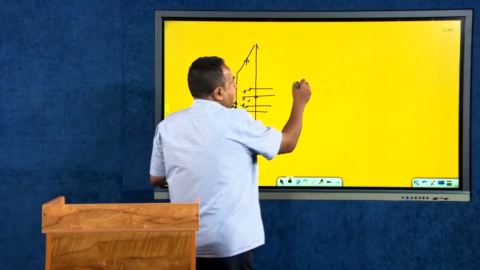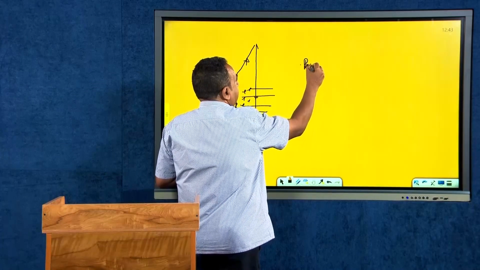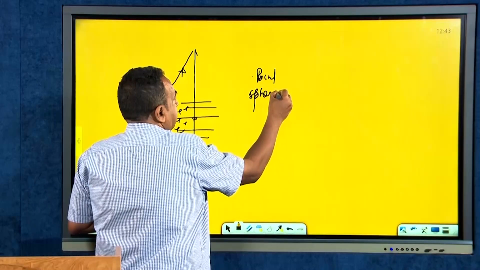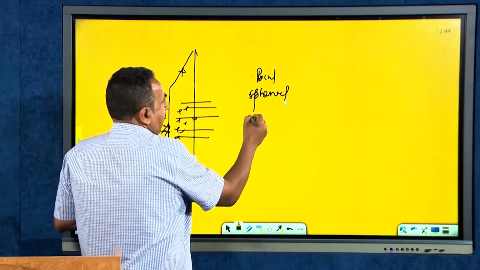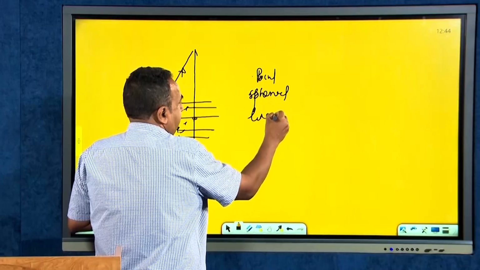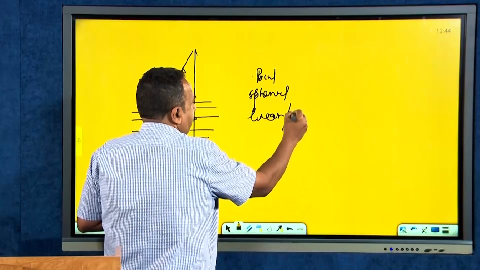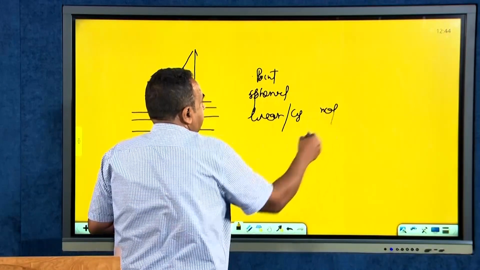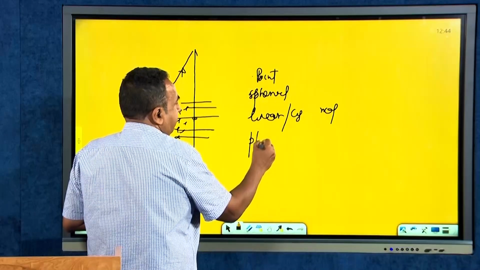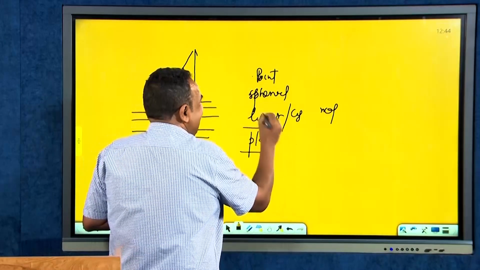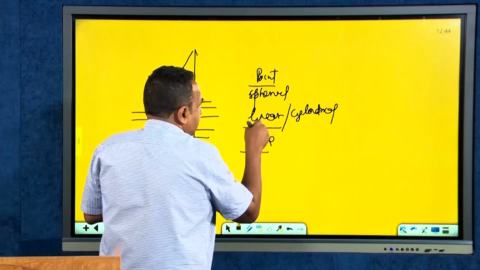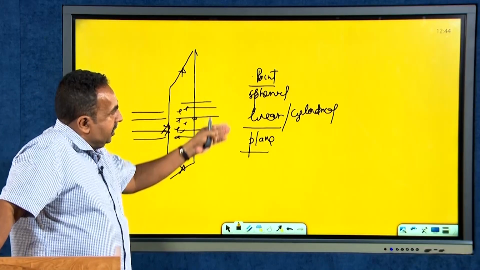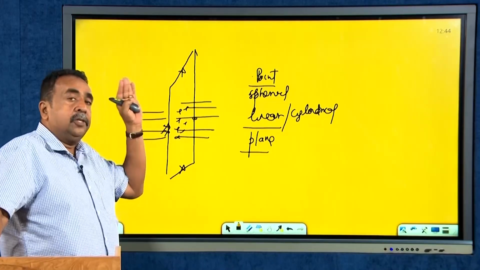Therefore, I can find the electric field due to a point charge. I can find the electric field due to a spherical charge distribution in any form. I can find the electric field due to a linear charge distribution, or a small cylindrical charge distribution, or a plane sheet of charges. Only in these cases, and I will take each geometry specifically and explain it in detail. In all these cases I can apply Gauss's law and find the electric field.